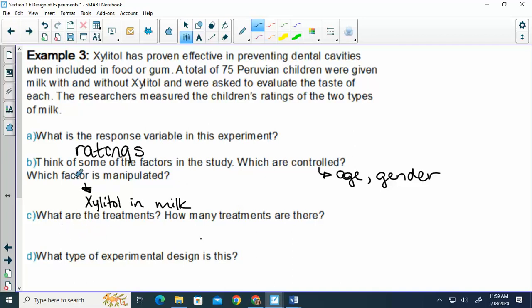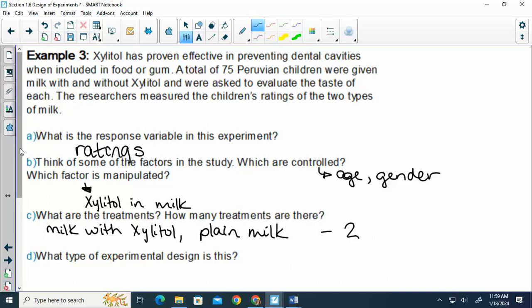So that's kind of like the factors, and we have 2 different cases here. You get the milk with xylitol, or we have the plain milk. So how many different treatments are there? Just 2. Okay, you're going to come, and I'm going to give you 2 cups of milk to drink. Everybody gets to try both, but those are the treatments.